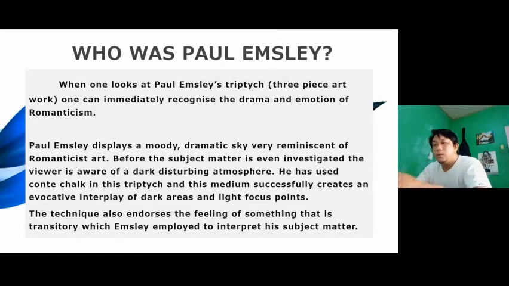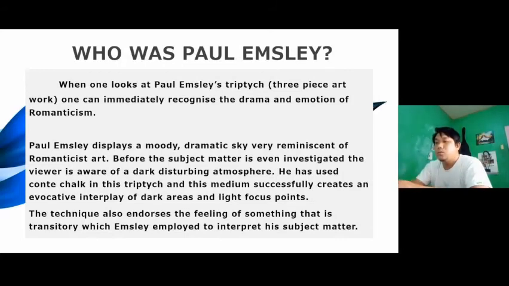Before the subject matter is even investigated, the viewer is aware of the dark, disturbing atmosphere. So, habang hinahanap mo yung talagang subject matter, ma-hook ka or ma-pay attention ka doon sa disturbing atmosphere. So he has used Conte chalk in his triptych, and this medium successfully creates an evocative interplay of dark areas and light focus points. So may pinapakita siyang source of light and then source of darkness, sa areas of darkness.